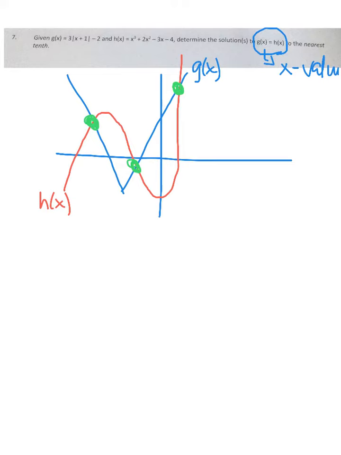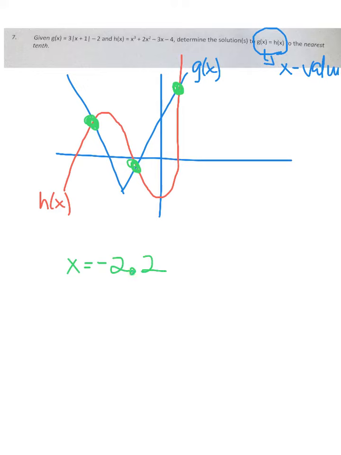So when you hit Enter twice there, and remember we're rounding this to the nearest tenth, you should get x equals negative 2.2055. We're going to round that to the nearest tenth, and that should be negative 2.2. So there's your first intersection point. Okay, so let's do it again.